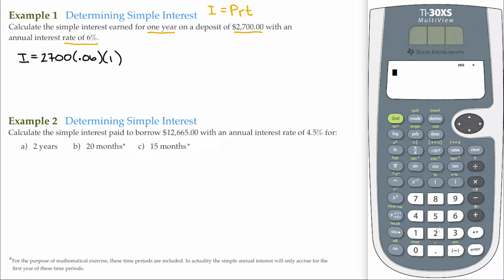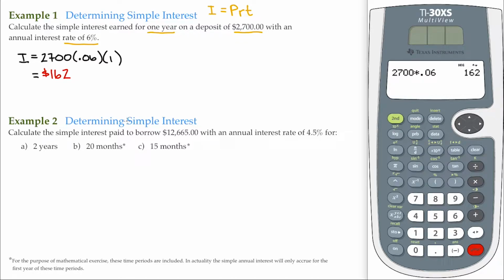So then over on our calculator, we'll just type in 2,700, multiply that by 0.06. And we won't go ahead and multiply that by 1. It just seems redundant. So we'll hit enter. So the interest would be $162. So you take $2,700. Let's just say that you're depositing in a bank. The bank says they'll pay 6% annual interest after 1 year. How much interest will you make on your $2,700? $162.